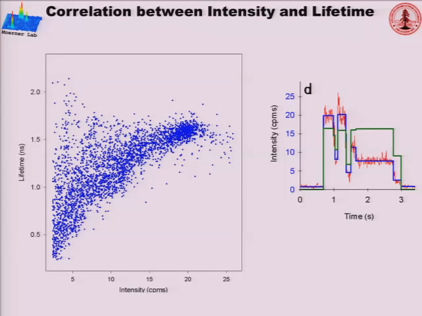Okay, what about dynamics? What about correlations between lifetime and intensity? So I can take every interval for every molecule that I see and characterize those intervals by an average intensity and a lifetime.